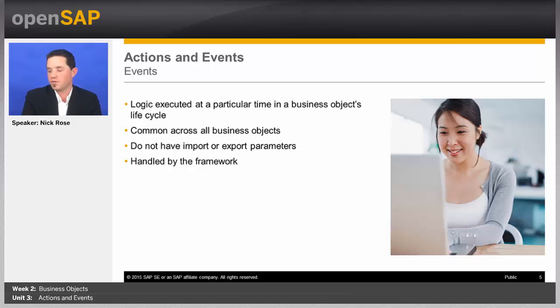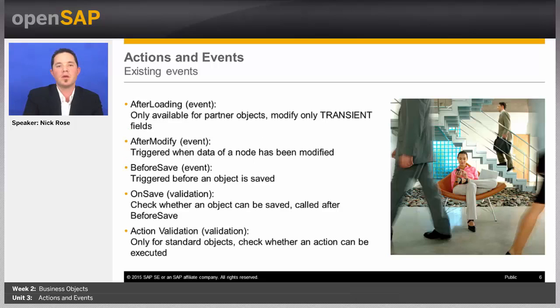Now, what are the events that are defined today? The first one we'll talk about is after loading. This is an event that's available only for our partner objects or custom objects. In this event, it'll be called as soon as an object is loaded, before, let's say, the screen is provided to a particular user to be able to make any changes. So if I have a list view and I click on an element or an object and it's going to load some details page, right before that page is released to the user for changes, the after loading is called.